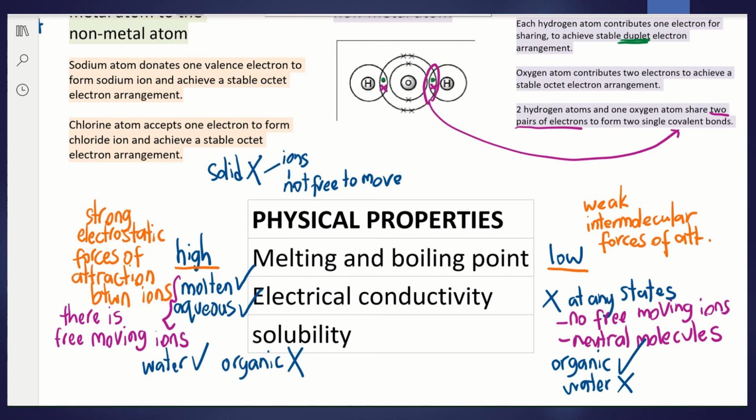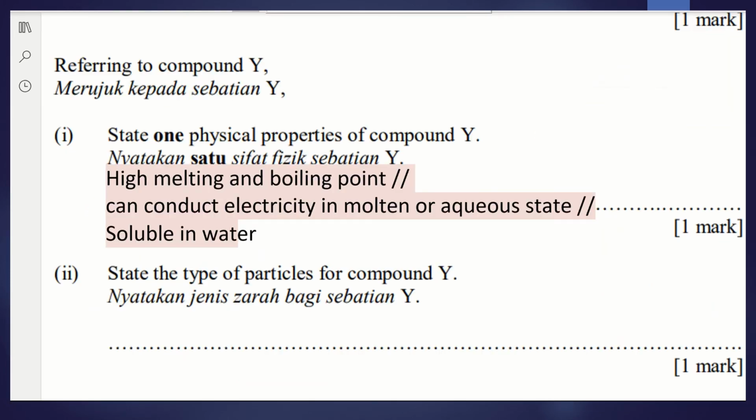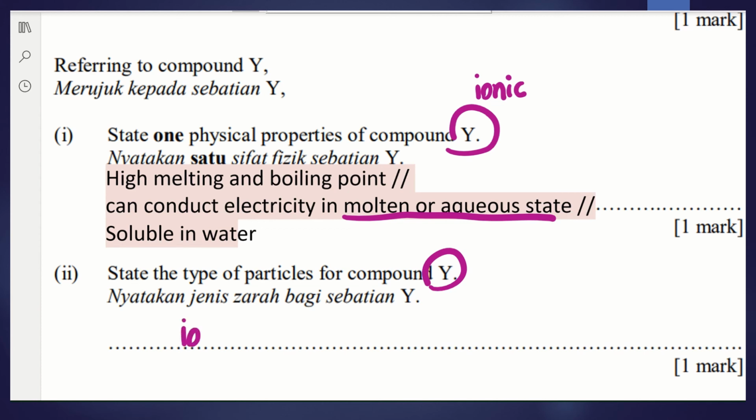So we proceed to the question. State one physical property of compound Y. Compound Y is an ionic compound, so you can choose either of these answers: high melting and boiling points, can conduct electricity in molten or aqueous states, or soluble in water. Next, state the type of particles for compound Y. The type of particles for compound Y is ion, like we discussed before.